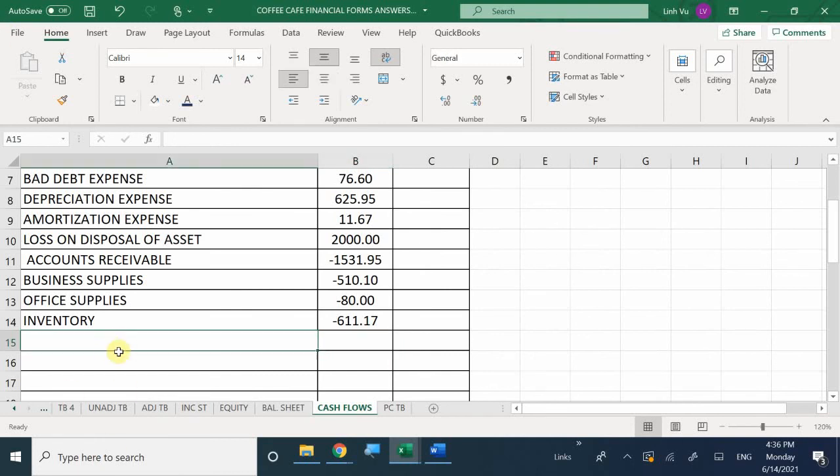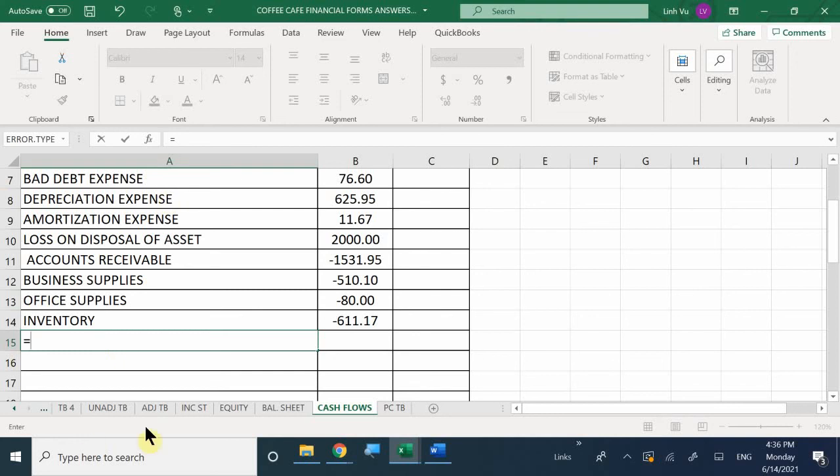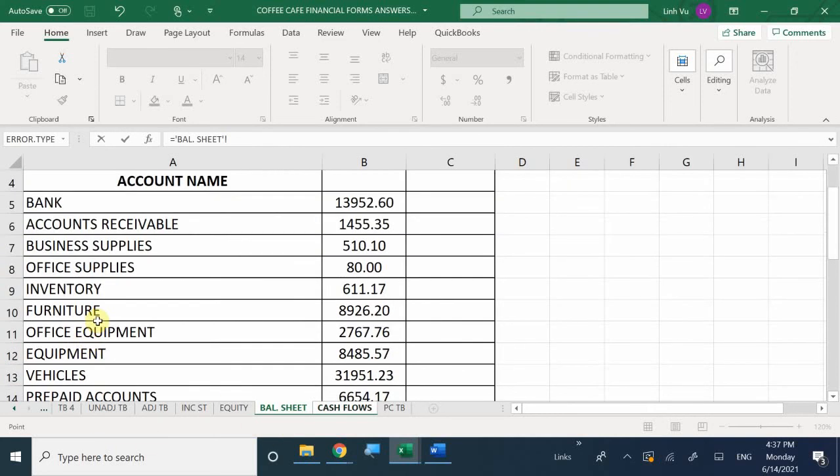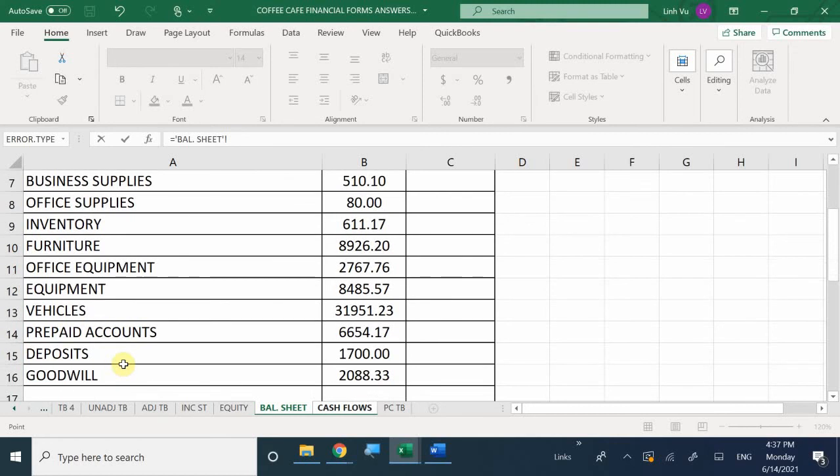So inventory was the last one that we did. The next one here is not fixed assets. So furniture doesn't count. Office equipment does not count. Equipment does not count. And vehicles do not count. So now we have other assets, which we have here.